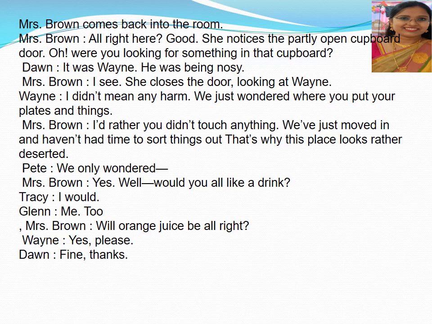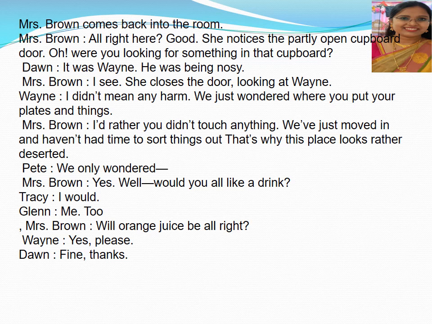So now, when the students were looking into the house, Mrs. Brown comes back and notices the cupboard door is a bit open. She asks, are you guys searching for something in the cupboard? Dawn says, no, not me, ma'am. Wayne was a big naughty boy and was just looking into the house. Wayne asks, I didn't want to harm anything, but I'm just wondering, I just have a question for you, Mrs. Brown. Why is nothing there in your kitchen? There is no plate, nothing is there.